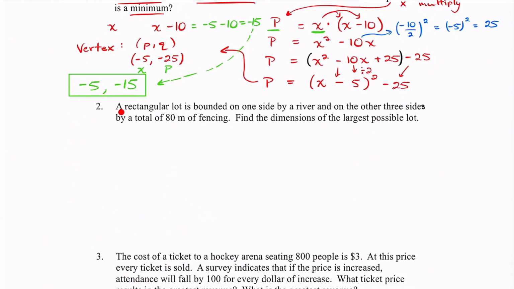So this next one says a rectangular lot is bound on one side by a river, and then on the other three sides by a total of 80 meters of fencing. So one side has a river, the other side is using a fence. Find the dimensions of the largest possible lot. So let's draw a picture of this first.